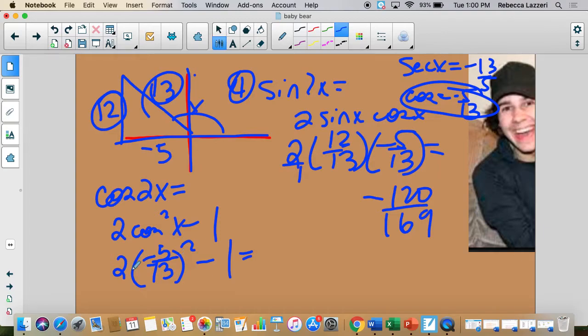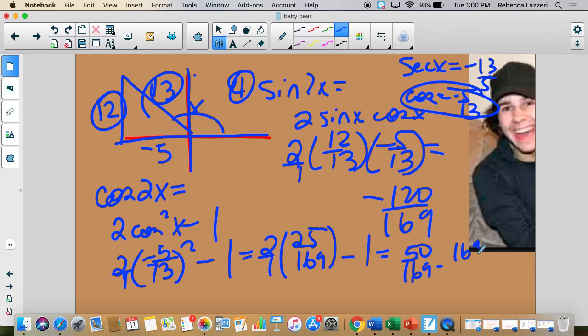So now this is 2 over 1. So this is 2 times 25 over 169 minus 1. So this is 50 over 169 minus 169 over 169. And I believe that was negative 119 over 169.